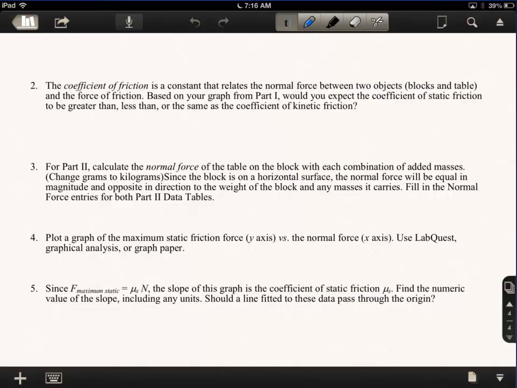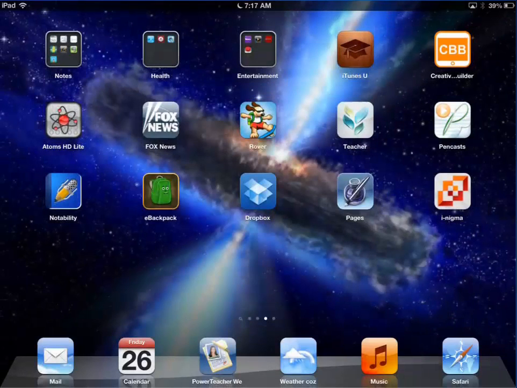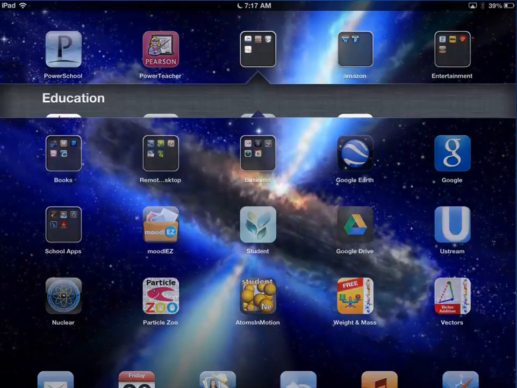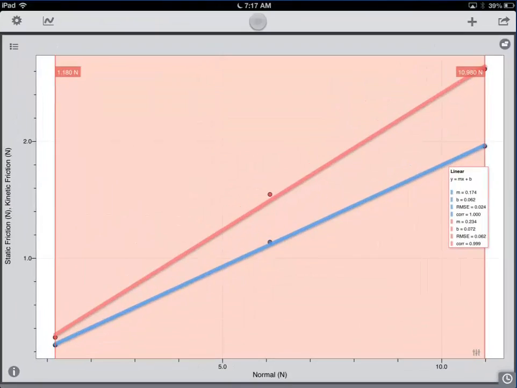Now 4 and 5 say, okay, let's plot the maximum static friction force versus the normal force. Use the LabQuest graphical analysis or graph paper. Okay, since I have your guys' data, what I was able to do is just go into graphical analysis, and so I'm going to show you how you could do this. Graphical analysis is right here. And there's your data. I'm actually looking at it right there.